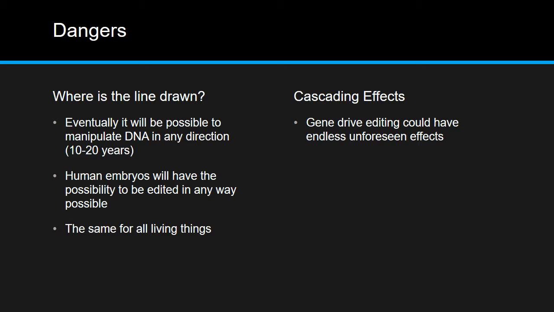And as for the gene drive, cascading effects could be completely catastrophic and unforeseen. With eradicating something like malaria, there's no way to tell the effects of what could happen from that.